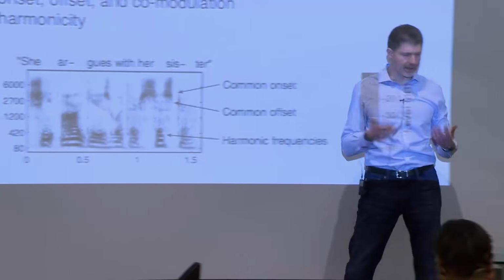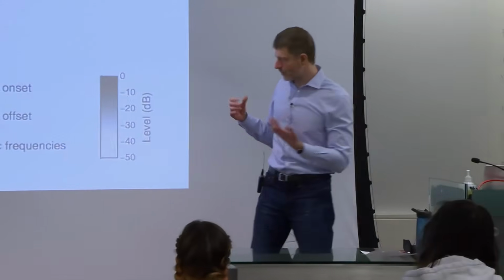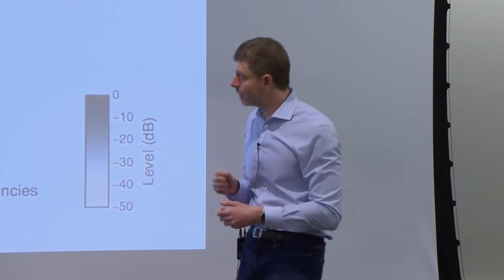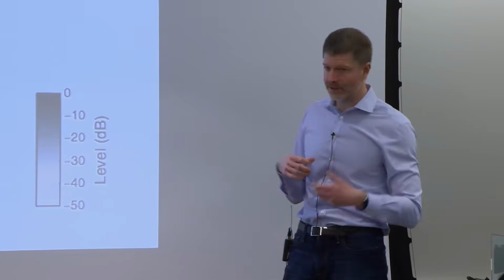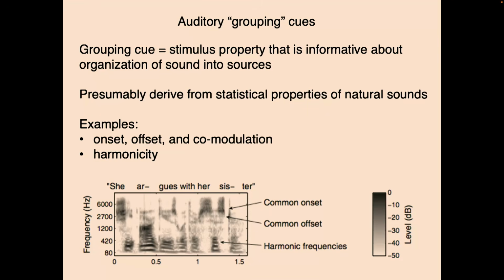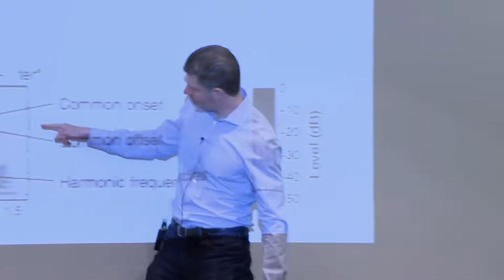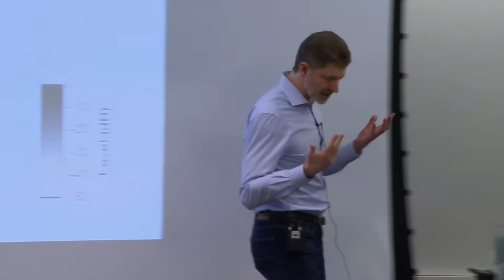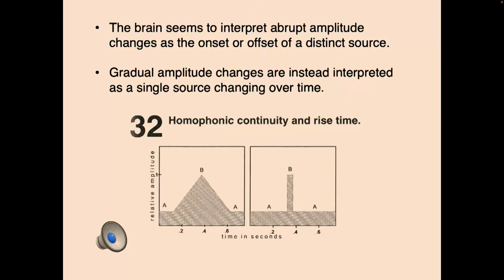So one way to think of the auditory scene analysis problem is as a problem of grouping the bits of energy into sources that would have a common cause in the world. Okay? And so we'll talk about grouping cues, and what is typically meant by that is a stimulus property that is informative about the organization of sound into sources. Okay? And so some standard examples would be common onset and offset, which you can see here, and we'll see some examples in a second, and then harmonicity, the fact that some sounds in the world tend to have frequencies that are harmonically related. Okay.